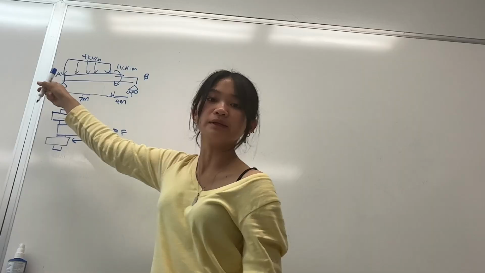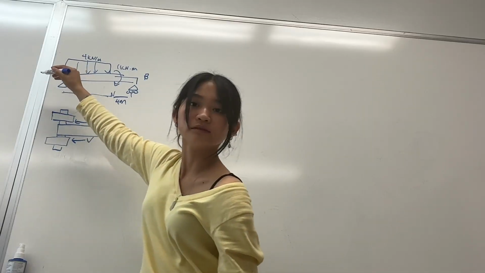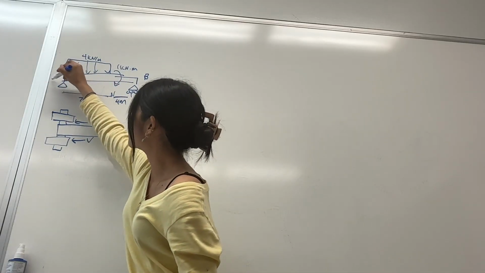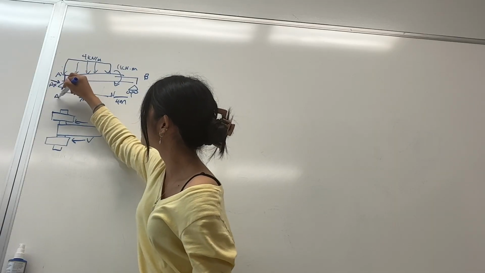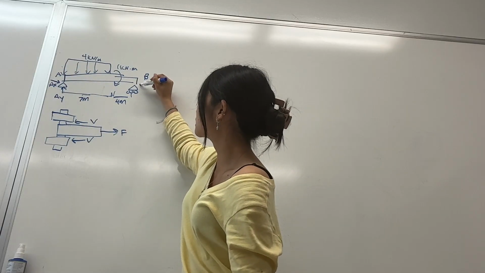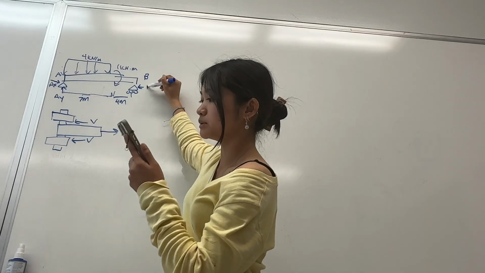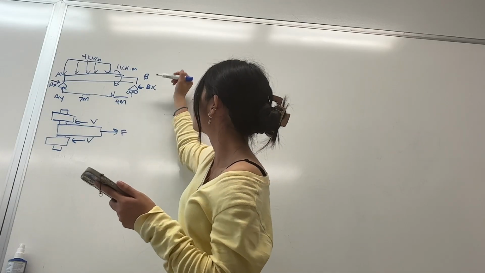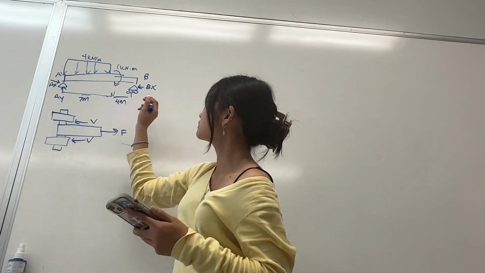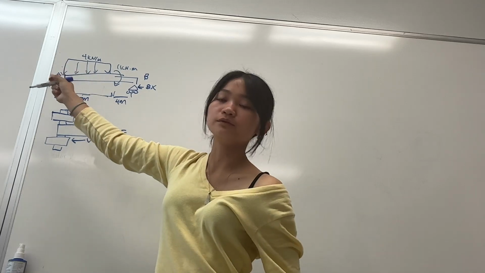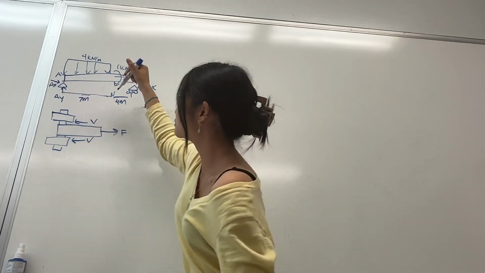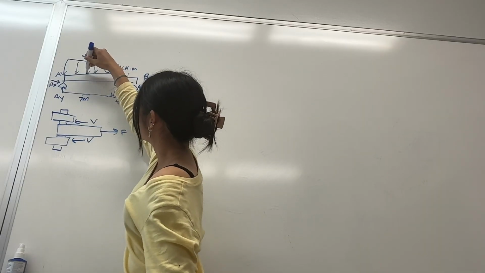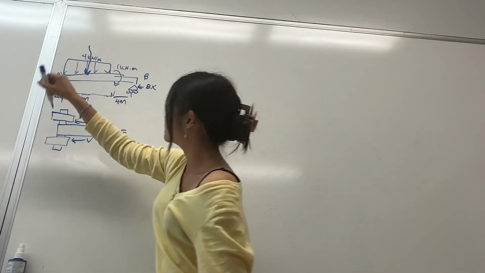Because this is a pin right here, we can add AX and then AY. And then this one's only a roller, so we can say that this is BX. And then we could solve for our distributed force and make it a single force. So for that, we draw a line down the middle.